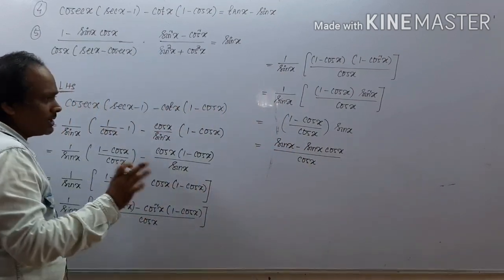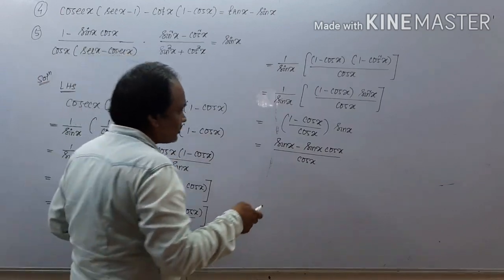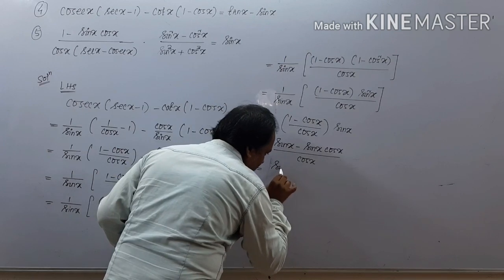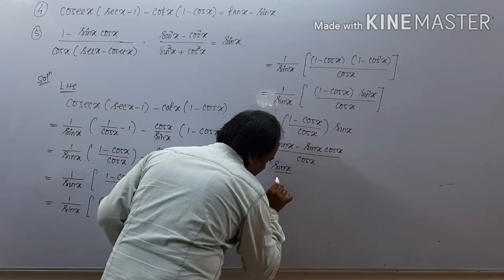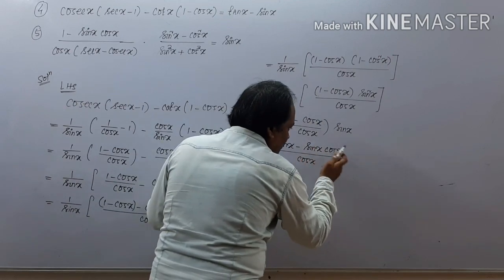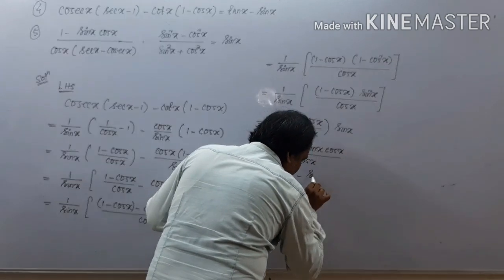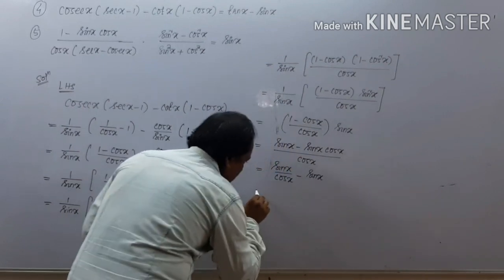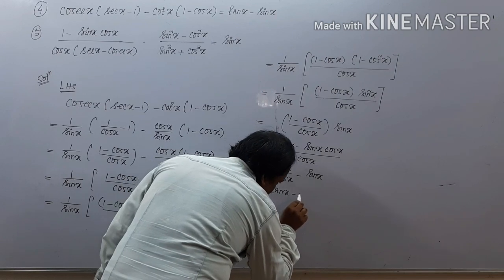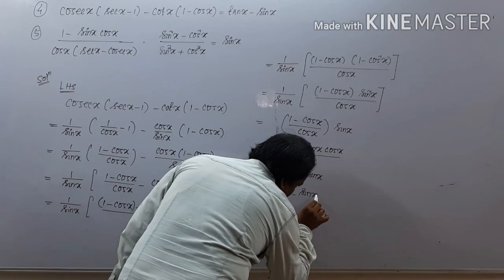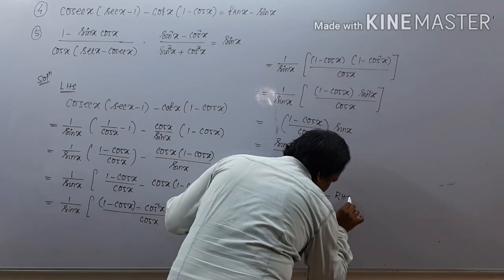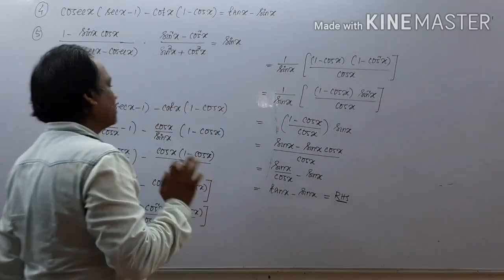If you have good understanding, then directly you can write, right? So if we separate this one, sin x by cos x, we got what? Sin x by cos x minus sin x cos x divided by cos x, so clearly it is sin x. So we got tan x minus sin x, which is nothing but our RHS. This is the proof of question number 4.